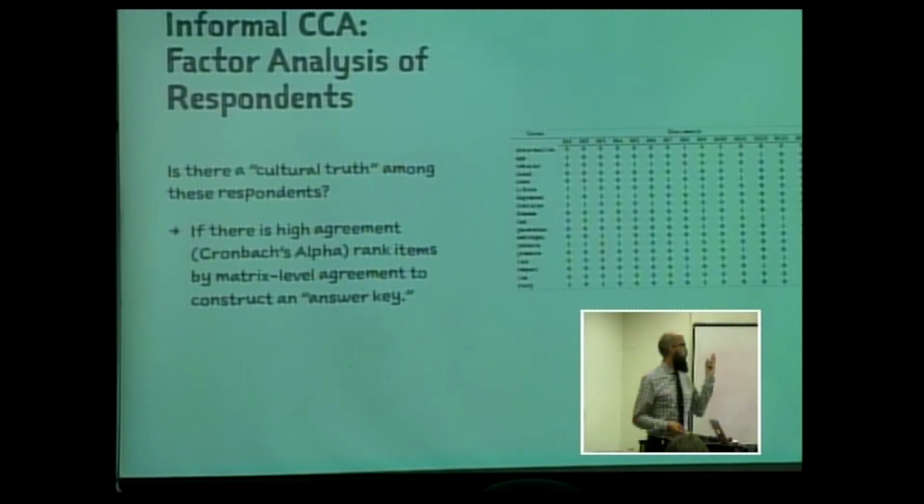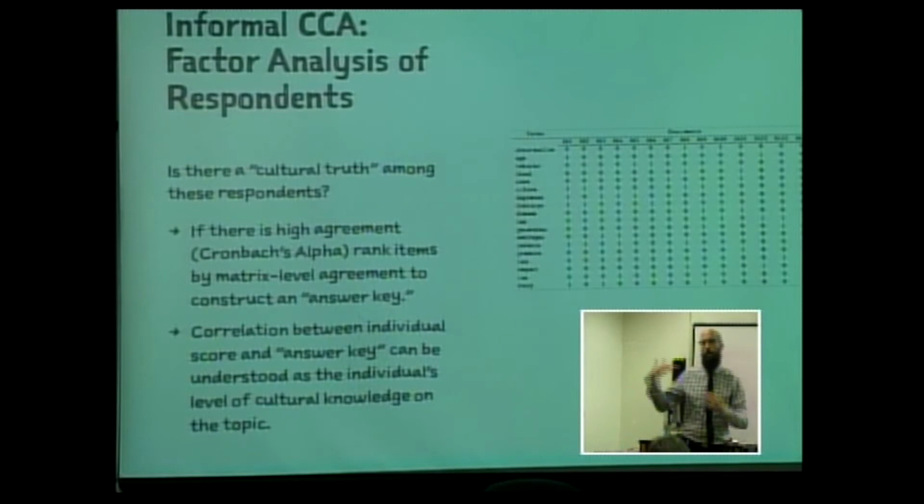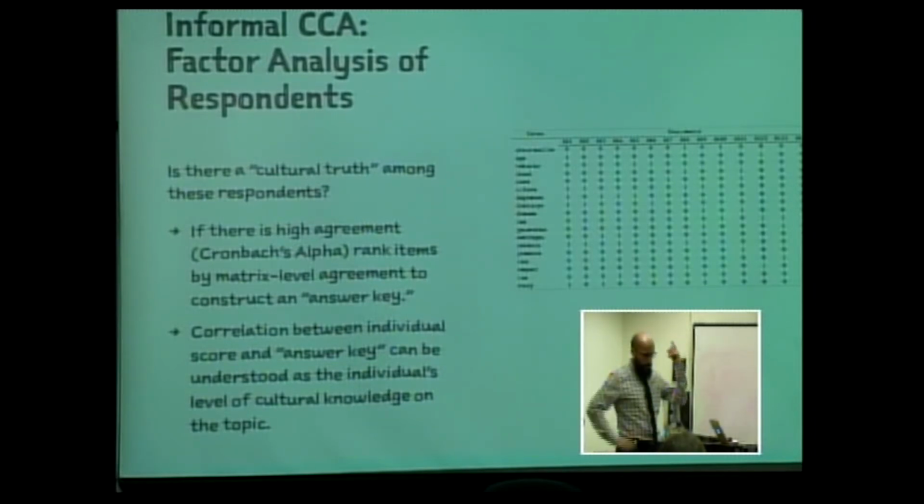If there's a high agreement among individuals in a given matrix, you can generate an answer key of the columns. The correlation between the individual's row and the overall matrix can be used to determine the individual's cultural competence. The term that the cognitive anthropologists use is competence. I think that in our field, competence is used a little bit differently, so I just call this cultural knowledge.